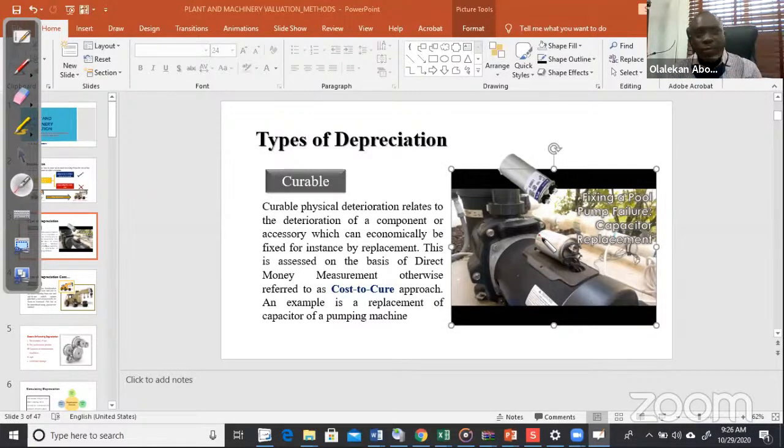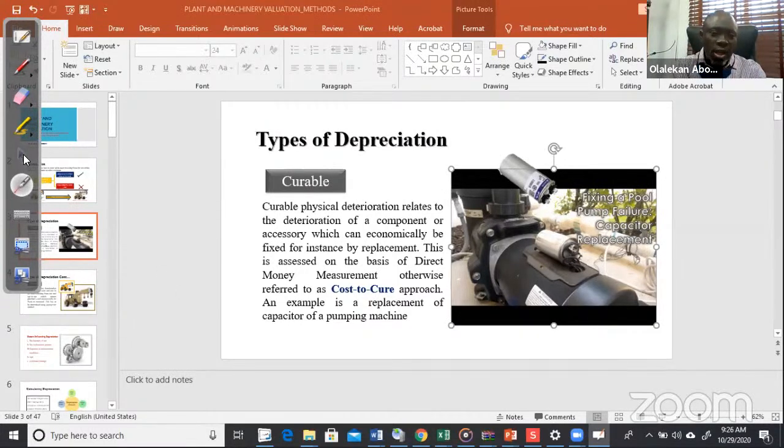They give you an example, maybe of a plant where the control panel is faulty and can be replaced. So you know that is curable. Then they give you other conditions that will lead you to measure what? Incurable. So, noble colleagues, let's note that. Now, we are done with curable depreciation.